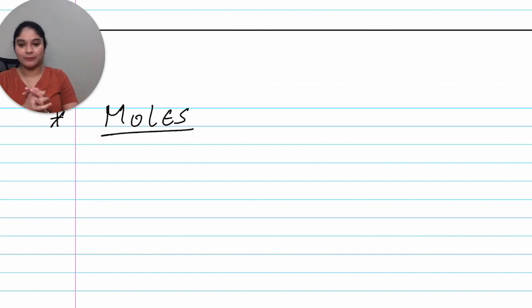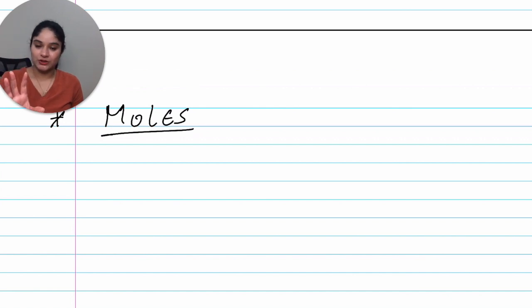So what do we mean by moles? Now, whenever we talk about a solution, let's say there is a solution and I ask you, you have studied solute, solvent, solution so many times. So how will you identify which one is solute and which one is solvent, or what is the ratio?